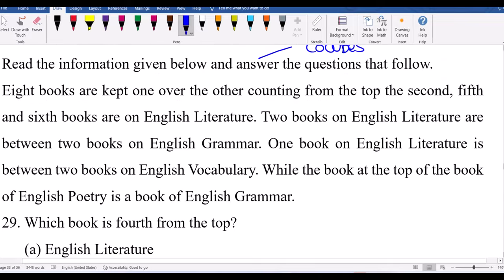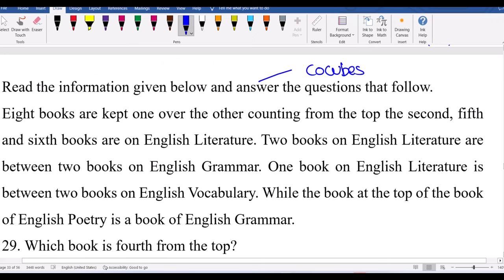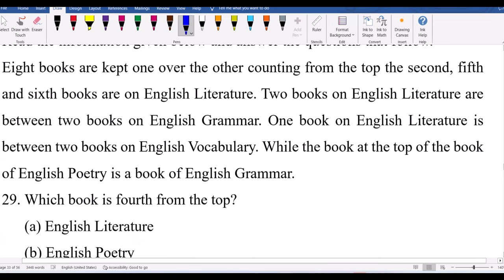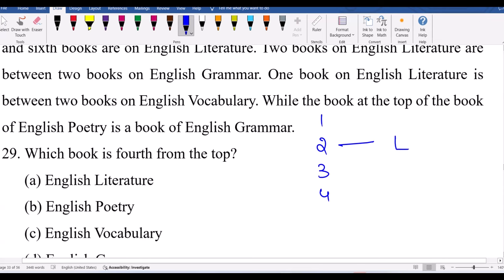Now see this. 8 books are kept one over the other. Counting from the top, the second, fifth and sixth books are on English literature. 8 books are there, so we have to write 1, 2, 3, 4, 5, 6, 7 like that. The second book is related to English literature. Fifth is literature, sixth is also literature.